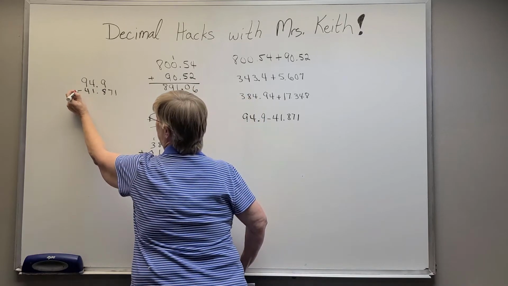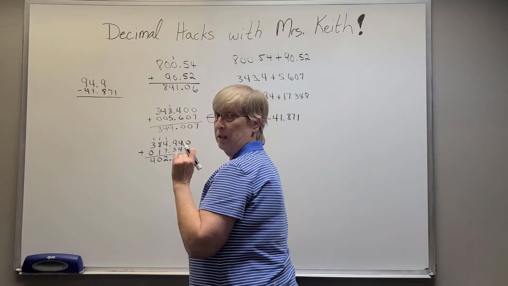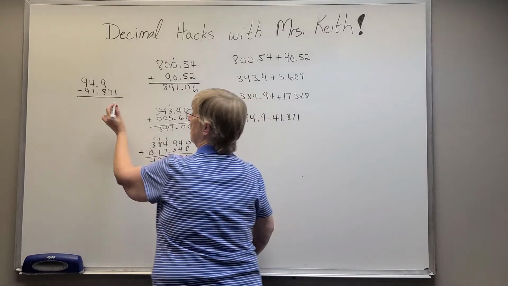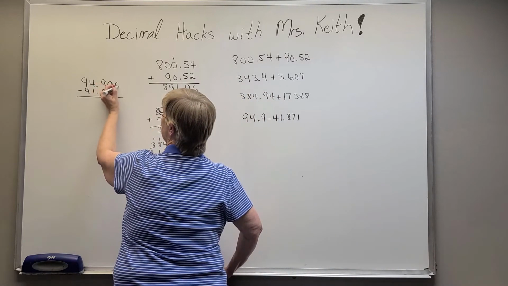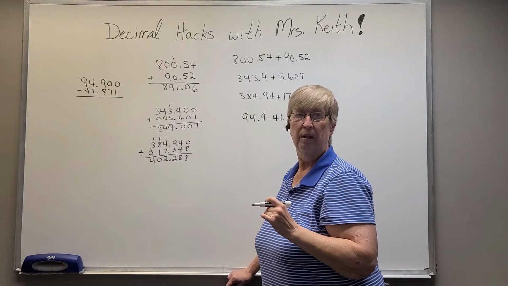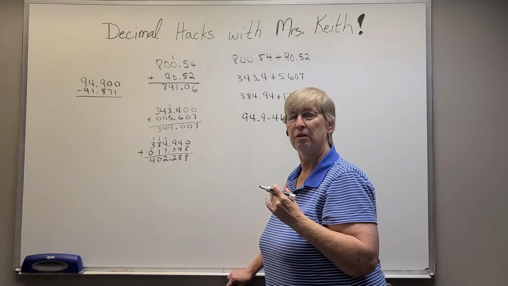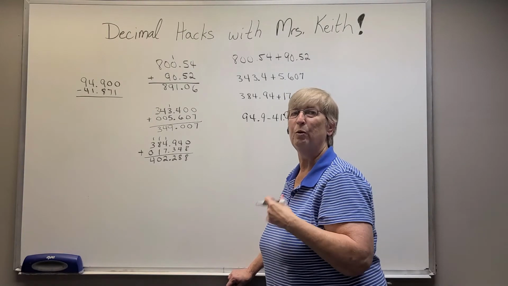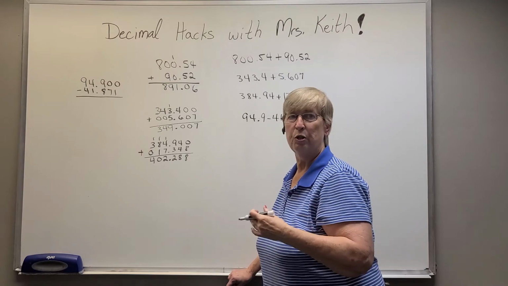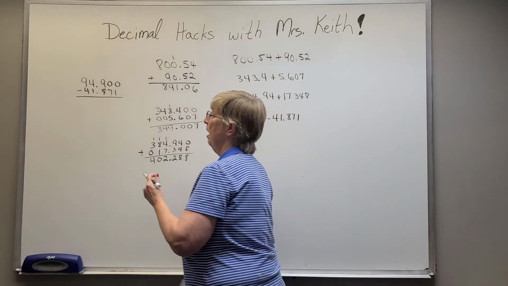Okay, now we're subtracting. So a while ago we were adding the zeros at the end to make it easier. We're going to do the same thing here. We're going to add two zeros up here because there are two more digits in the number below. Now that gives us something to subtract from. That's much more important in subtraction than it is in addition. But if you do it all the time, then it's easier to remember to do it when it's subtraction. All right, so here we go.